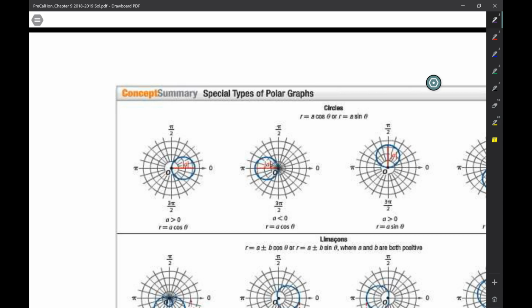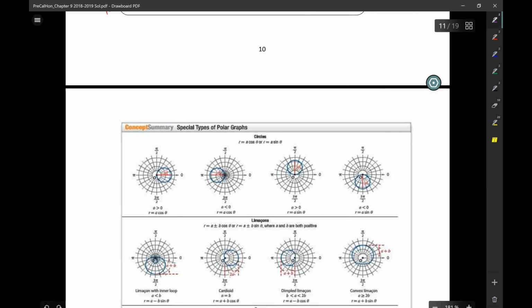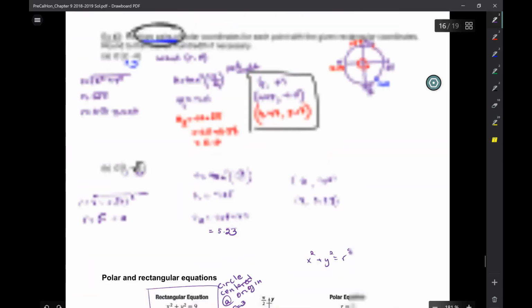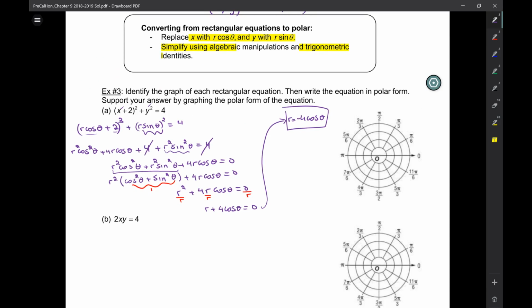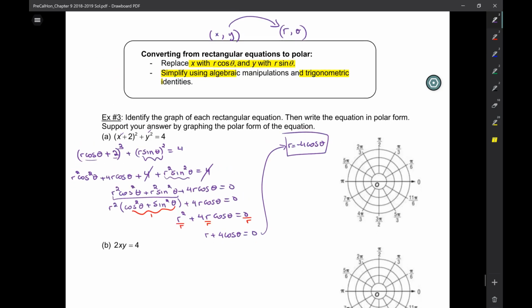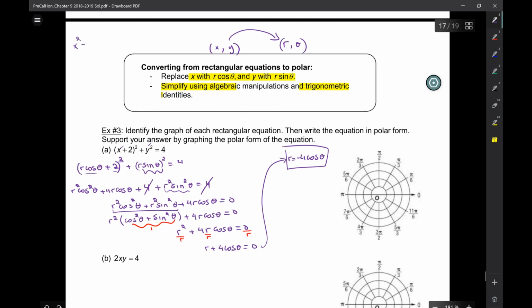So r equals a cosine theta. It's horizontal, and because a is negative, it's on the left-hand side. Let's see if that makes sense. It's got to make sense because it's math. So take a look here. If it was just x squared plus y squared equals 4, it would look like this. But now it's x plus 2 squared plus y squared equals 4. What does that plus 2 do? Move it over to the left 2 units.